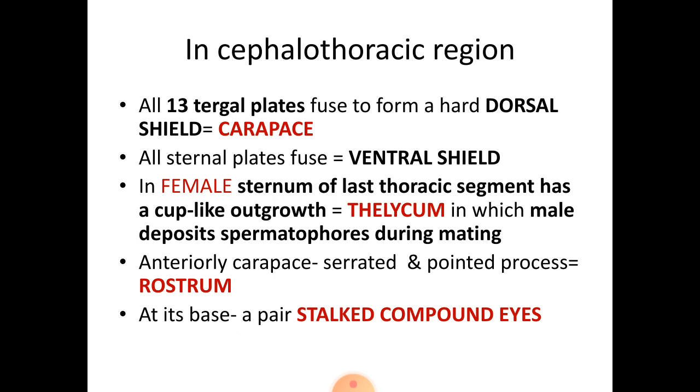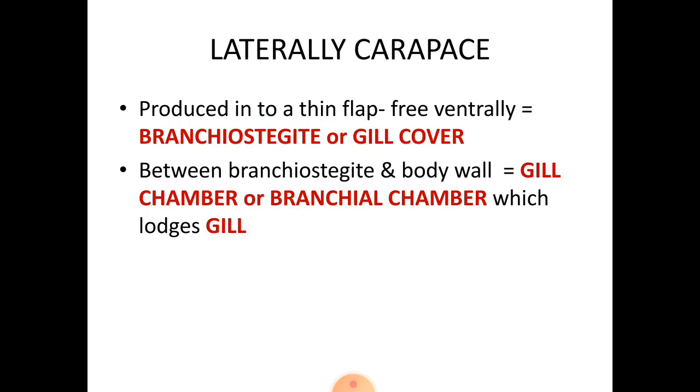And in the case of females, the sternum of the last thoracic segment has a cup-like outgrowth known as thelycum, in which the male deposits spermatophores or semen during mating. And anteriorly, the carapace is produced into a serrated and pointed process known as rostrum. And at its base, there is a pair of stalked compound eyes.